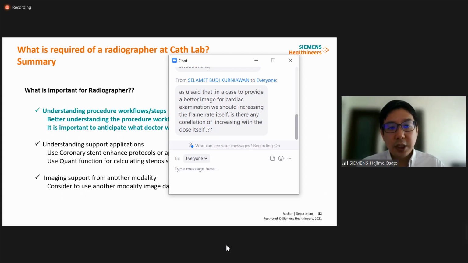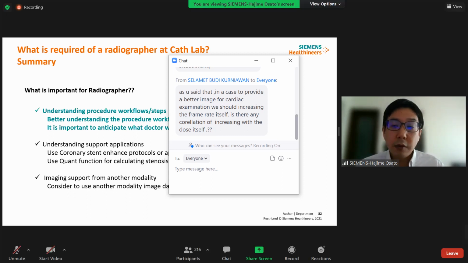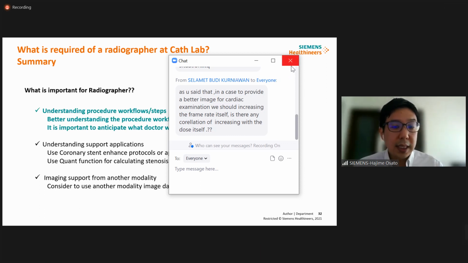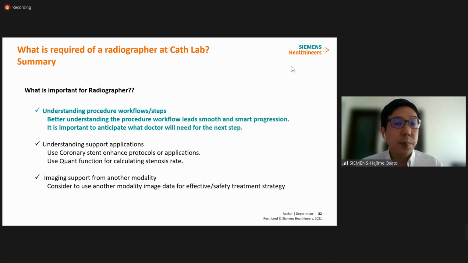All right, so this is a summary. As I mentioned, there are some specific requirements for each procedure. If you want to contribute in the Cathlab, the below three points are important. First one is understanding procedure workflows. This is the most important thing: anticipate the next step and prepare for it.